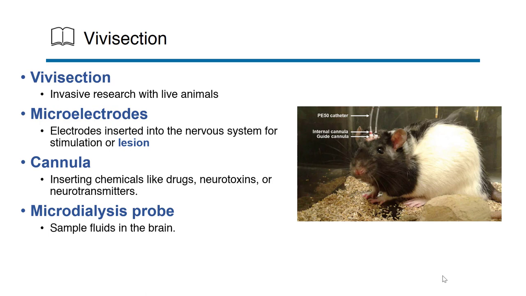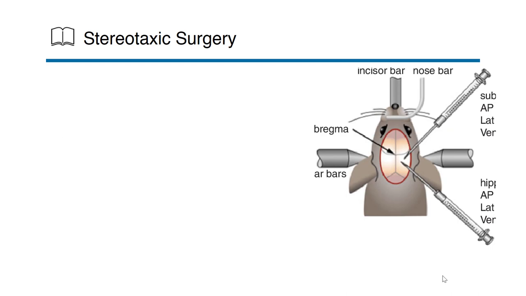So how do you get these electrodes and cannulas and probes to very precise, micron level precision into the brain? Well, one of the techniques is called stereotaxic surgery, where the animal's head is affixed in a very specific position, and then you can guide very precisely where these electrodes or these cannulas go.